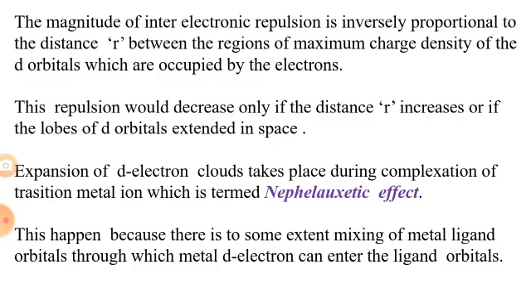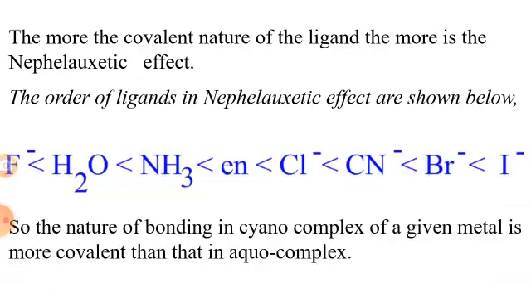Here in this case we can see the Nephelauxetic series: F minus, H2O, NH3, en, Cl minus, CN minus, Br minus and I minus. This is the Nephelauxetic series.